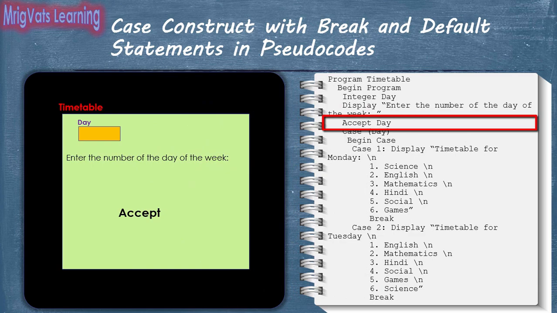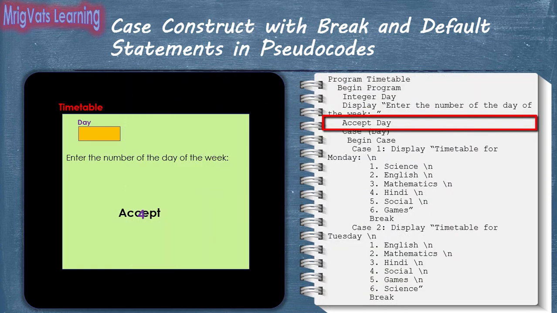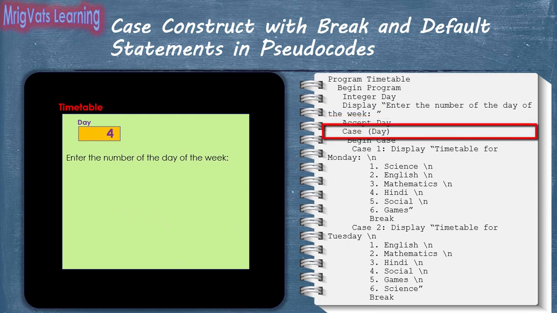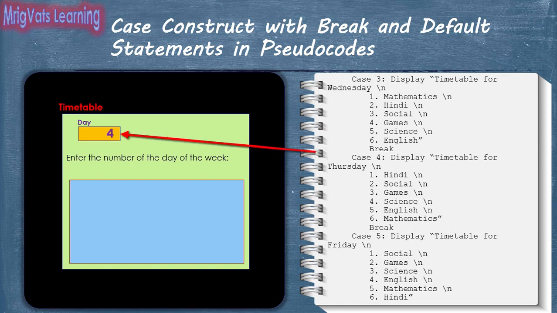When the accept statement is run, the program waits for the user to enter a value. As soon as the user enters a value such as 4, the accept statement takes it as an input and stores the value in the day variable. As soon as the case statement is run, it evaluates the value of the day variable and the program allocates a section of memory within the memory reserved for the program to the body of the case construct, which is enclosed within the begin case and end case statements. Depending on the value of the day variable, the control of the program moves directly to the case corresponding to the value of the day variable.